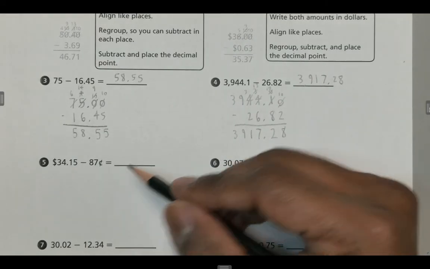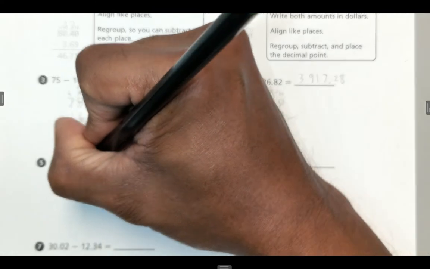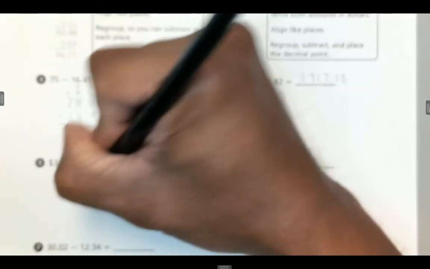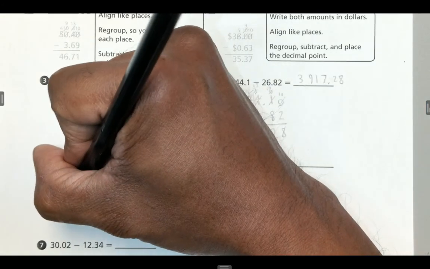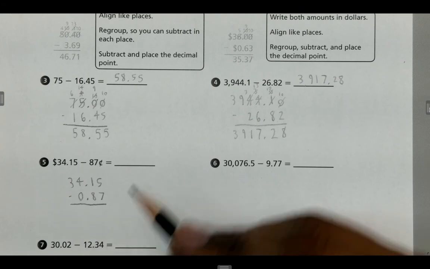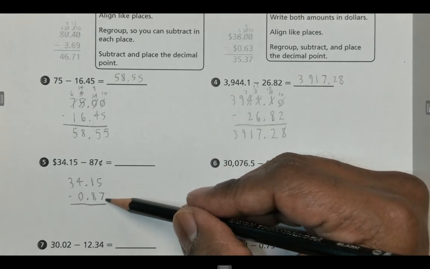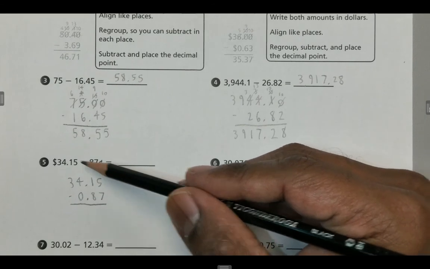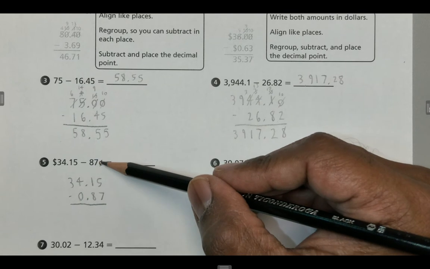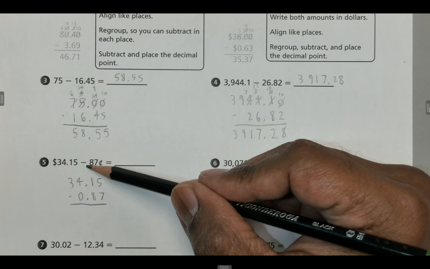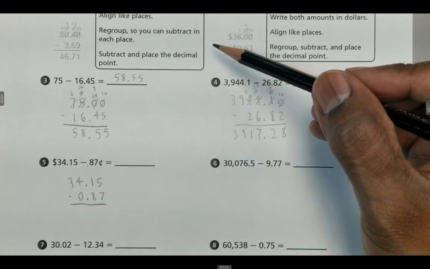Number 5 is the money example. $34.15 minus 87 cents. Remember to be thoughtful about how you're lining up your decimals. I knew right away that even though that 8 looked like it was in the tens place, like this 3, the fact that we're talking 87 cents, not $87, means that I can think about a decimal point right there.